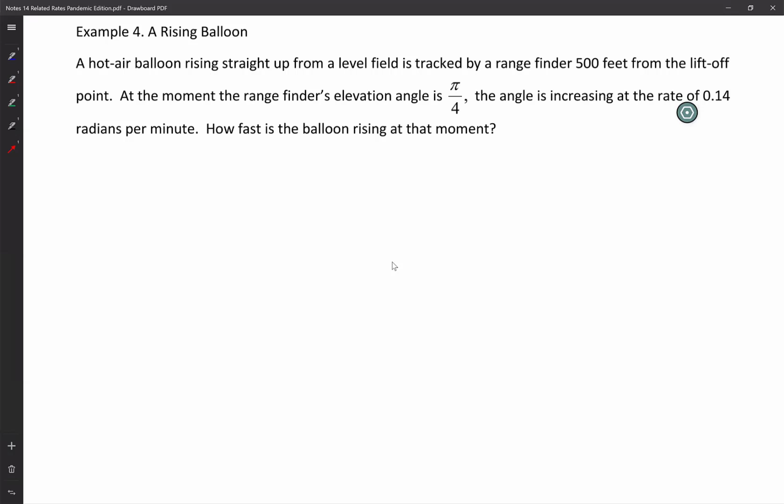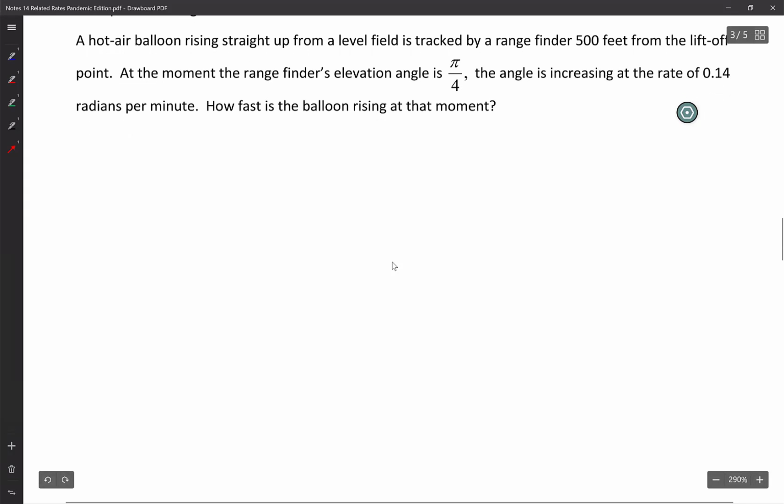A hot air balloon rising straight up from a level field is tracked by a rangefinder 500 feet from the liftoff point. At the moment, the rangefinder's elevation angle is pi over 4. Do not work with degrees. Always work with radians. Pi over 4 is 45 degrees, but we don't want to work with degrees, guys. We want to work with radians. And the angle is increasing at a rate of 0.14 radians per minute.